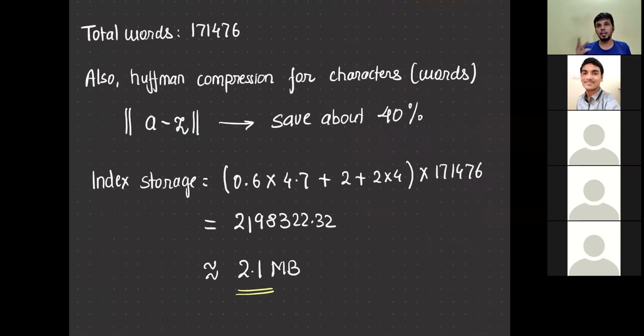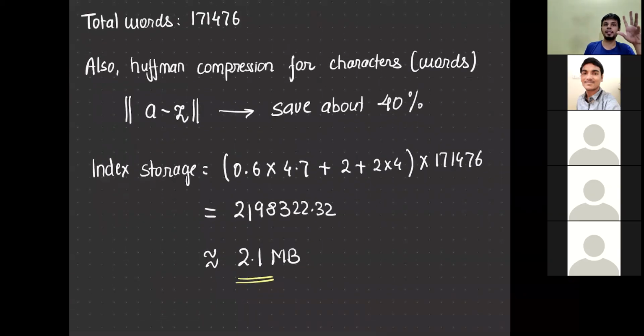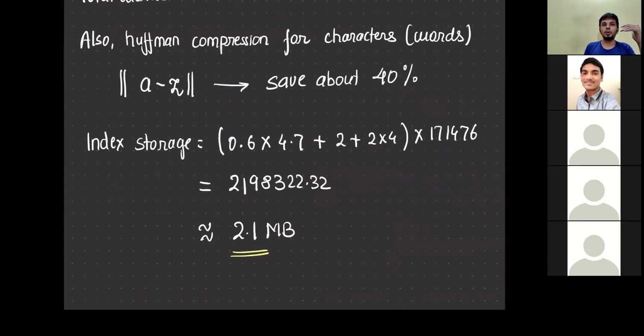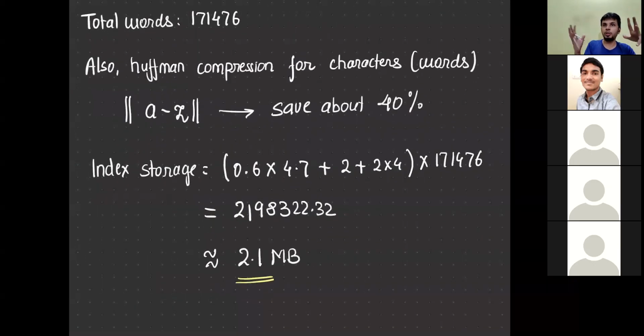Another way to do this is key compression. If we can apply Huffman compression on all the words, like all the A to Z words that you have in your dictionary, you can save about 40% of your string. So words like abandon could be compressed by 40%. If you do this, you can typically make your index.dat file just 2.1 MB.